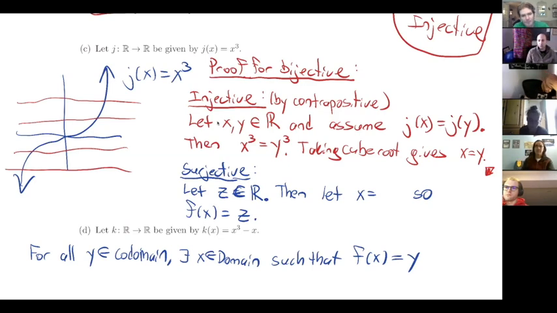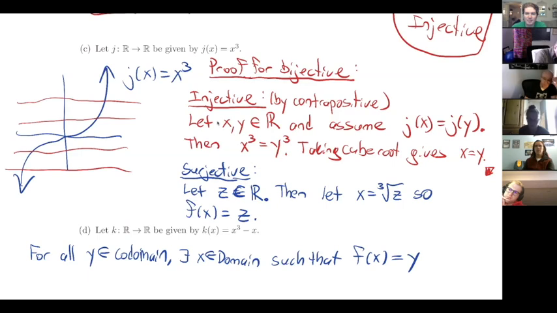So what number, when I cube it, would give me z? 1. So I want to do this for any arbitrary number. The cube root of x. Yeah, we could just pick the cube root of z, or whatever you wanted to call that thing.